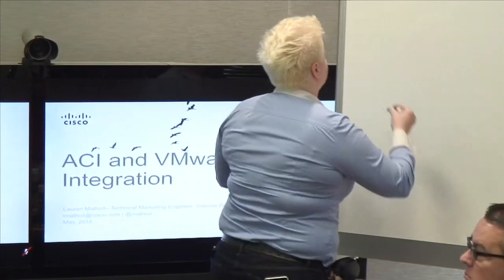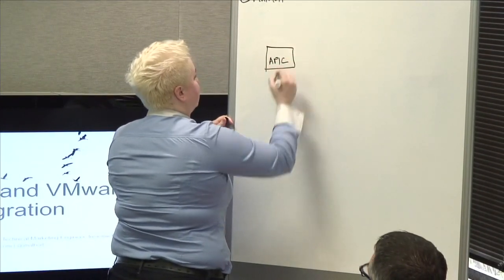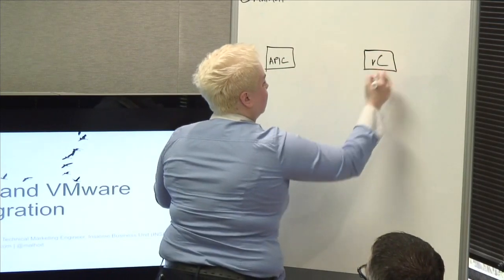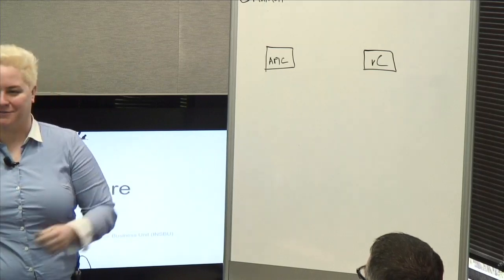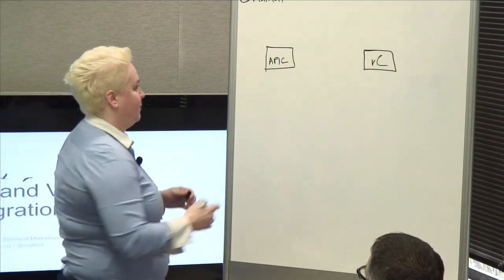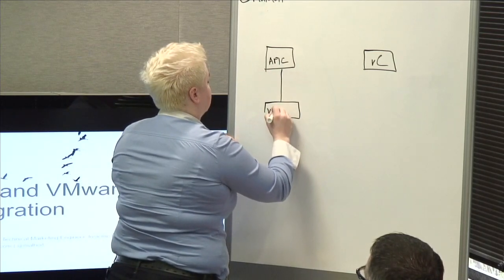So first we'll talk a little bit about just the high level of how we actually hook into VMware, although we do work with other hypervisors, Hyper-V, KVM, et cetera. So we're going to assume that you have an APIC, which is our application policy infrastructure controller, of course, and let's say you already have a vCenter or several vCenters, a vSphere environment in general, right? Within the APIC, we're going to create what we call a VMM Domain, and that stands for Virtual Machine Manager.